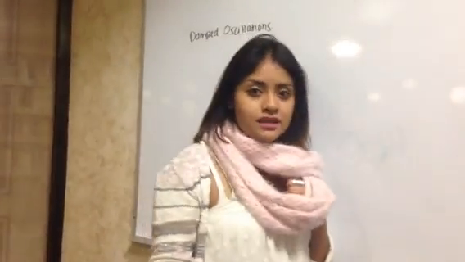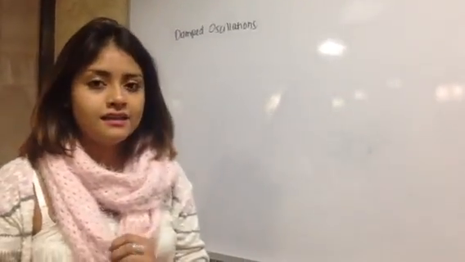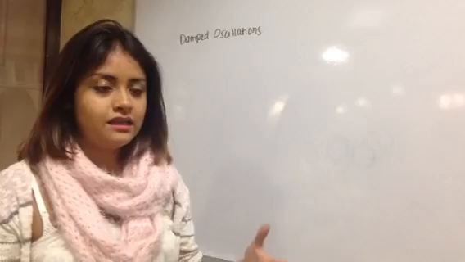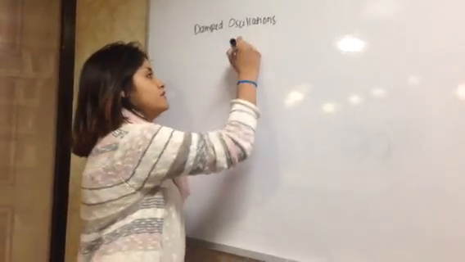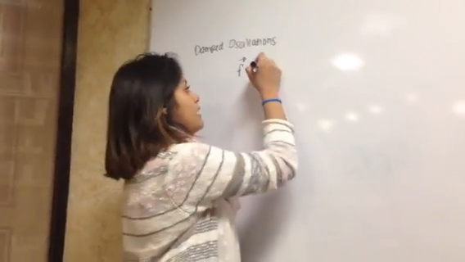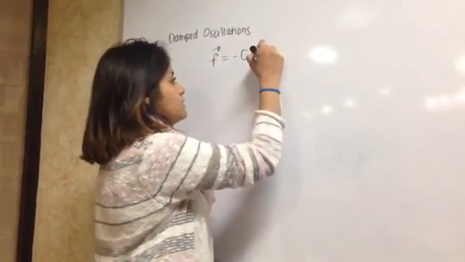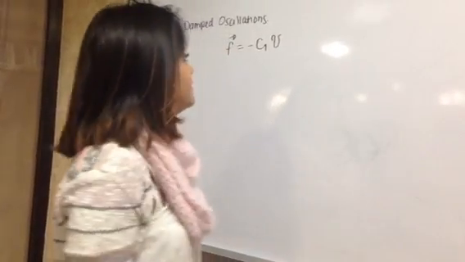Okay, so a damped oscillation is the one that includes the force of friction, and this friction is the one that opposes the movement. We can define this force as a vector equal to a constant times the velocity. It has a minus because it is opposing the movement.